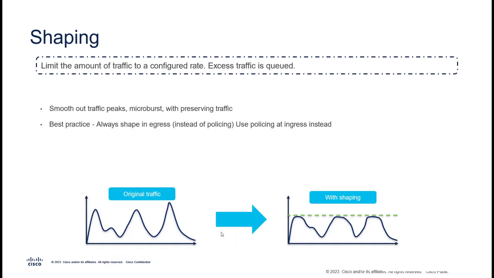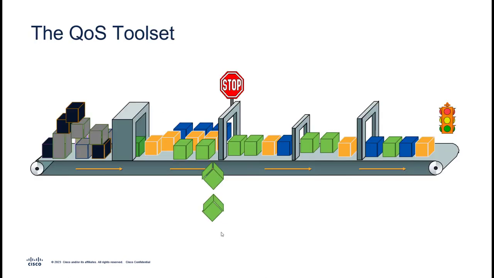The final piece of the puzzle when it comes to the QoS toolset is shaping. Shaping helps us to limit the amount of traffic to a configured rate. It's very similar in function to policing. The only difference is what we do with the excess traffic. In policing, the excess traffic is simply dropped, whereas with shaping, we're going to queue the excess traffic and we're going to send it out at a later time. So we're going to buffer the excess traffic and we're going to smooth out the traffic curve.